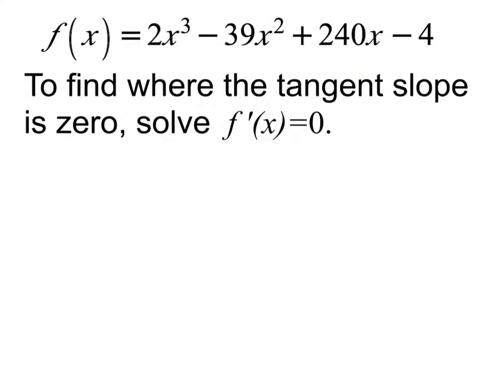And this is a general rule, might even be worth making note of here, where if I want to find where the tangent slope is 0, I'm solving f prime of x equals 0. And then once you've made note of that, that's what we're going to do on this: we're going to find the derivative, and then we're going to set it equal to 0 and solve it.